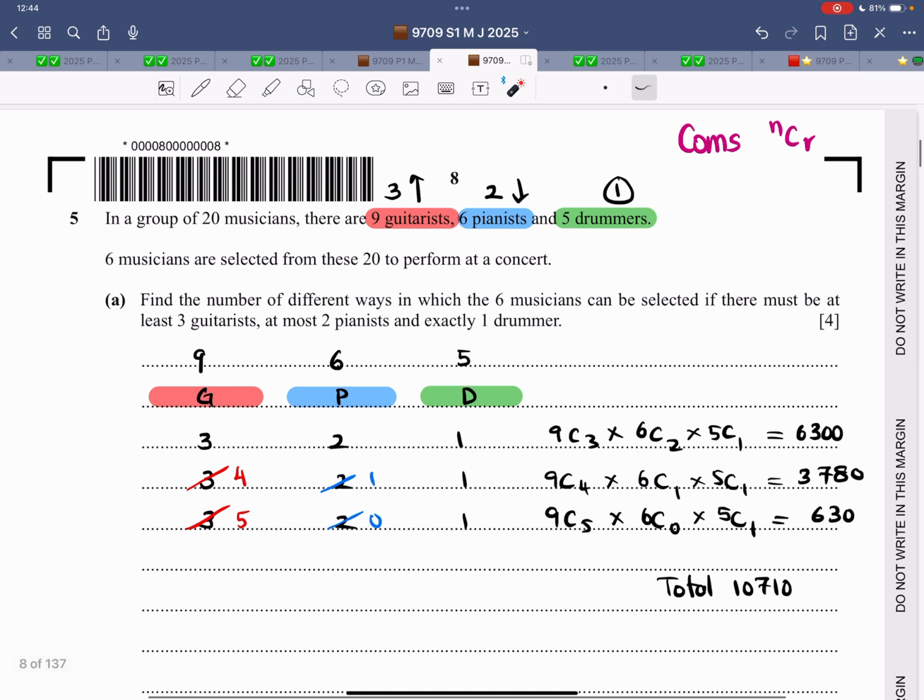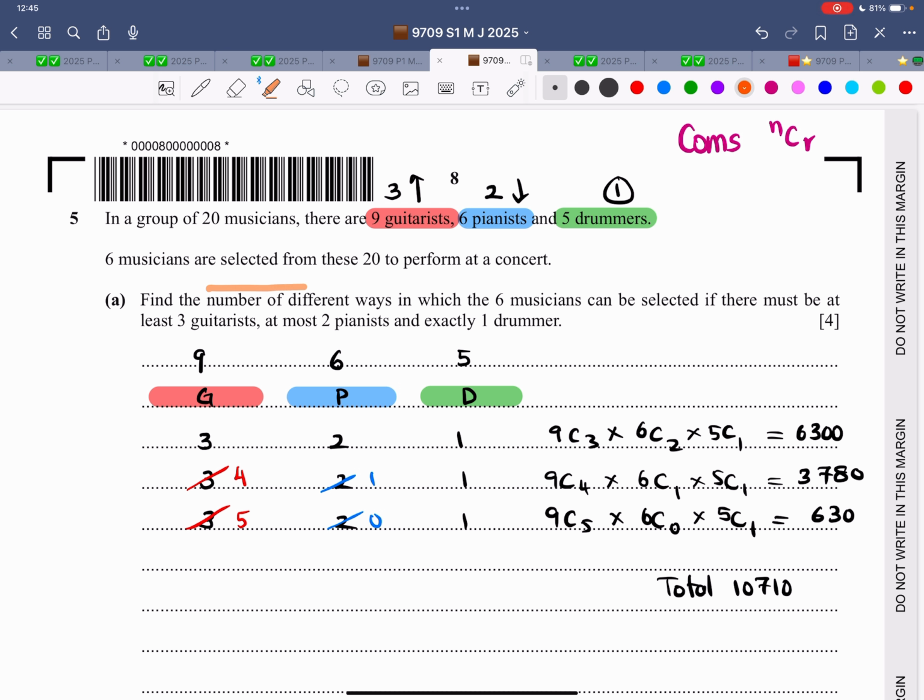Question number 5. Now it says in a group of 20 musicians, there are 9 guitarists, 6 pianists and 5 drummers. So I've labeled it using the color red, blue and green for right now. 6 are to be selected from these 20. These are all 20 to perform at a concert. First part for 4 marks. Find the number of different ways. So it's always about the number of different ways.